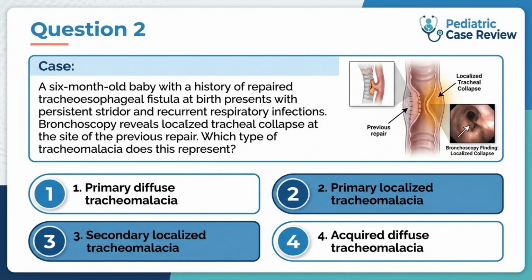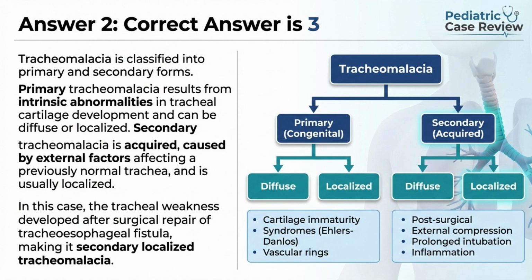Option 1. Primary diffuse tracheomalacia. Option 2. Primary localized tracheomalacia. Option 3. Secondary localized tracheomalacia. Option 4. Acquired diffuse tracheomalacia. The correct answer is option 3.